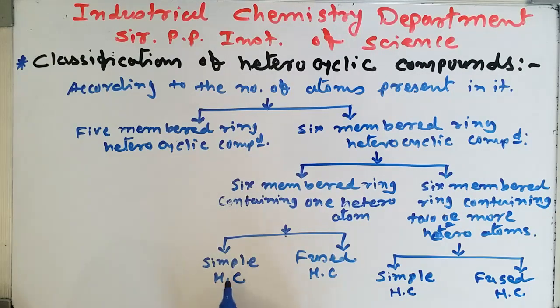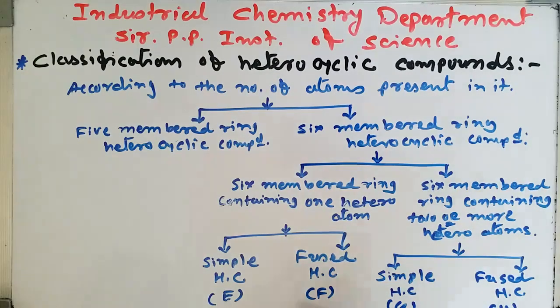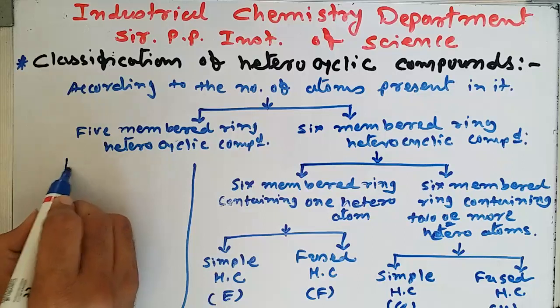Now, the simple 6-member ring containing one heteroatom is known as E. Fused is F, G and H, and we will see examples one by one: simple and fused 6-member rings containing one heteroatom, and simple and fused 6-member rings containing 2 or more heteroatoms. Let us see one by one.